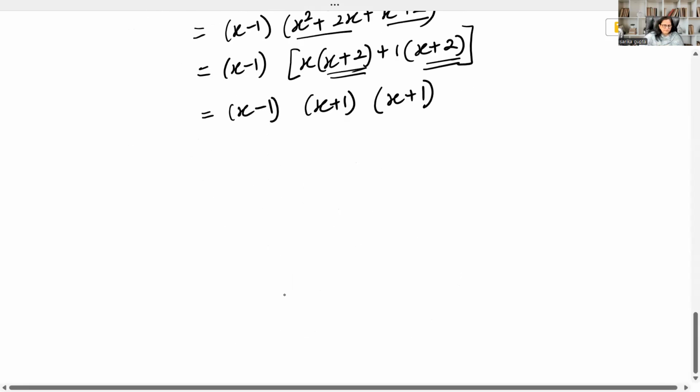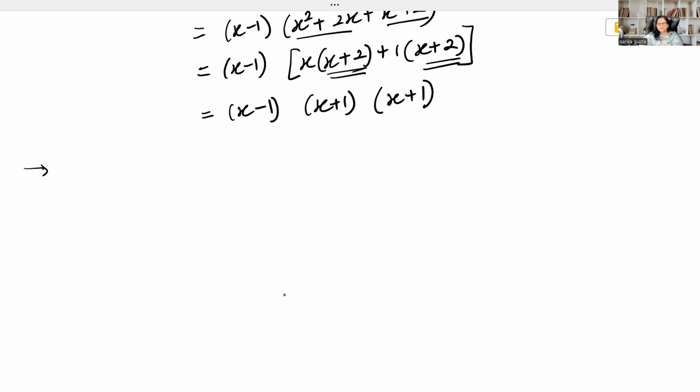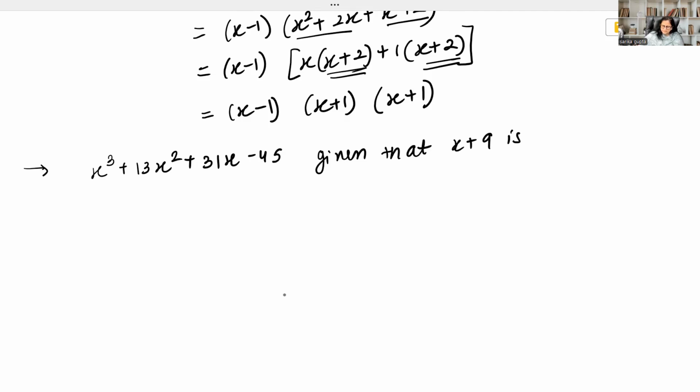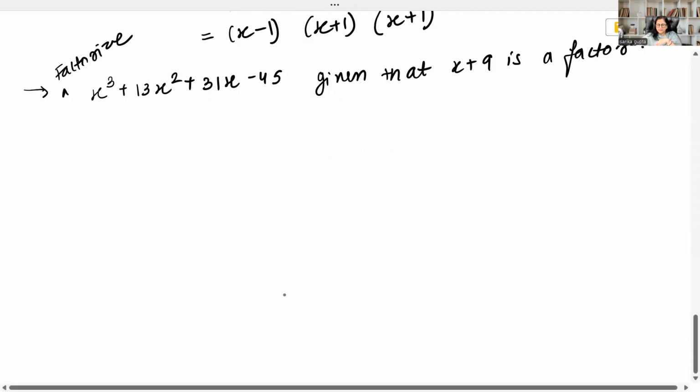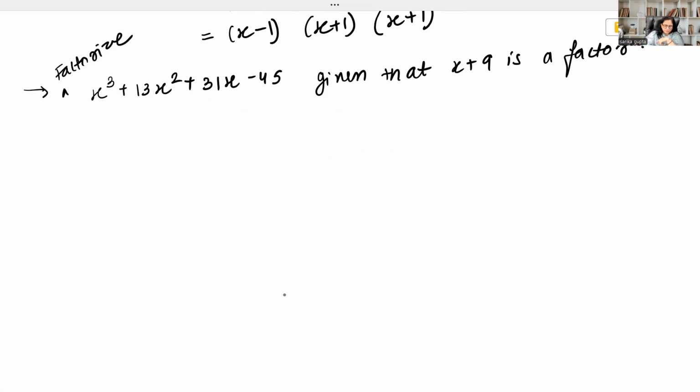Let us consider one more example on the factorization of the cubic polynomial. This is one more variation that usually comes into your examination. Factorize x cube plus 13x square plus 31x minus 45, given that x plus 9 is a factor. So we have to factorize this expression x cube plus 13x square plus 31x minus 45. And we know that x plus 9 is one of the factors of this cubic polynomial.